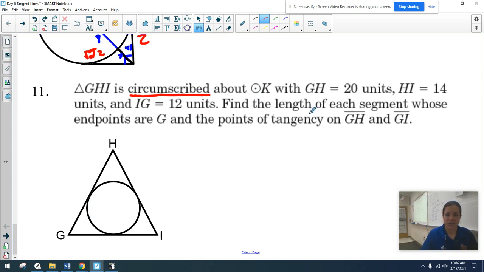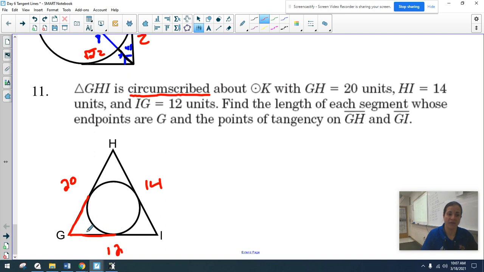So it says GH is 20, so this entire thing is 20. HI is 14, and IG is 12. It says find the length of each segment whose endpoints are G and the points of tangency. So what they're basically talking about is they want to know this one and they want to know this one. Okay, that's what they're asking.